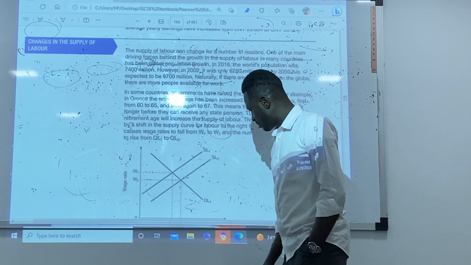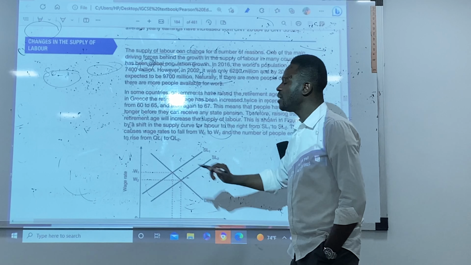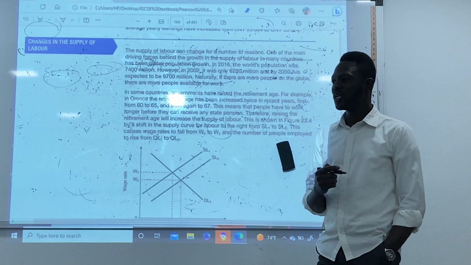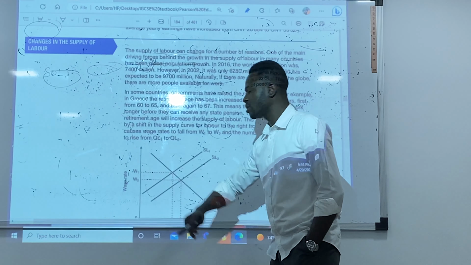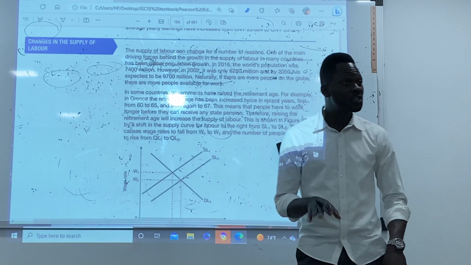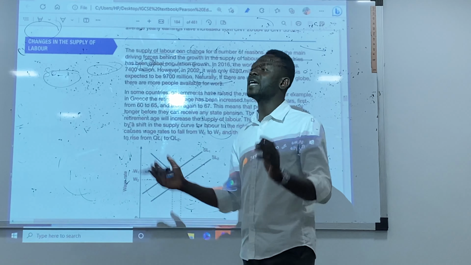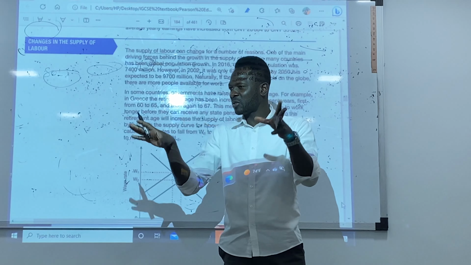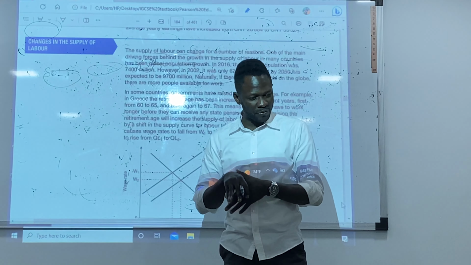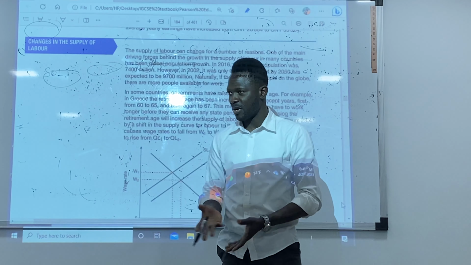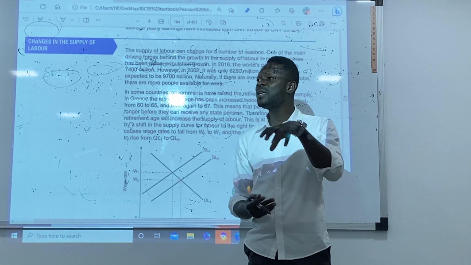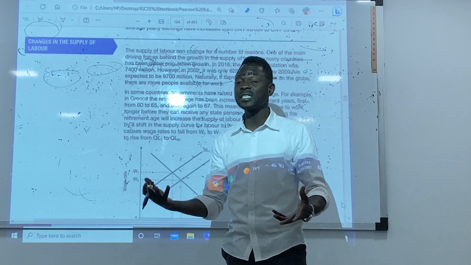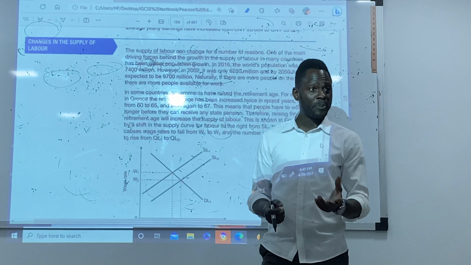So for the supply of labor, if the supply of labor is increasing, what happens to the wage rate? The wage rate will fall from W1 to W2. If this industry is having a pool of workers, let's talk about the educational industry, because that's one of the most known industries in Libya. So if the supply of teachers is more, if there are a lot of teachers in this industry, what happens to the supply curve?